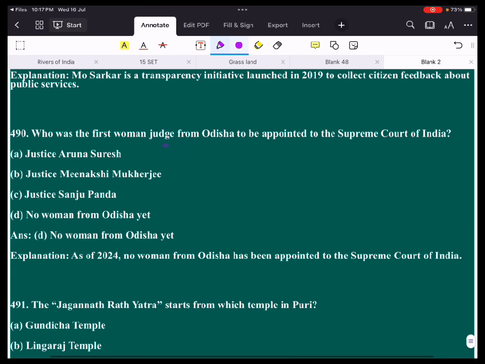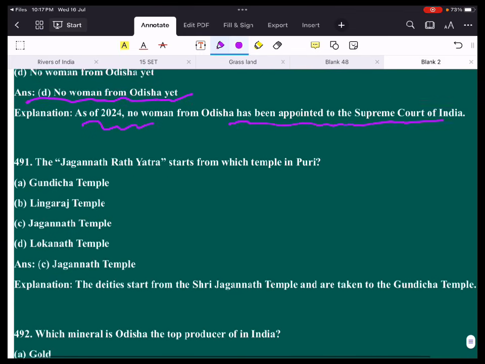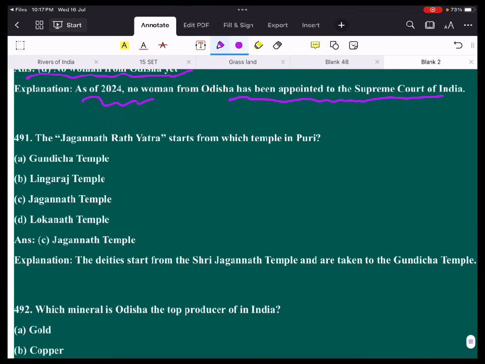Who was the first woman judge from Odisha to be appointed to the Supreme Court of India? No woman from Odisha yet. As of 2024, no woman from Odisha has been appointed to the Supreme Court of India. The Jagannath Ratha Yatra starts from which temple in Puri? It is Jagannath temple. Option C.